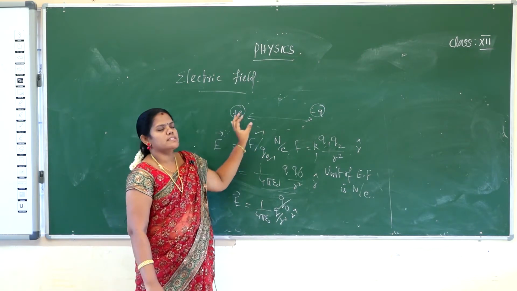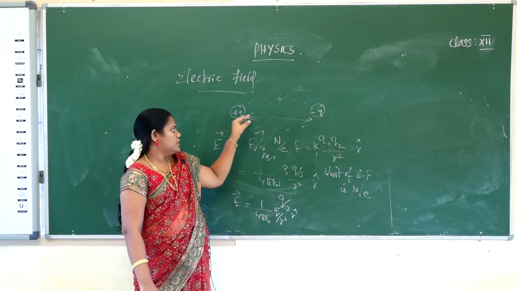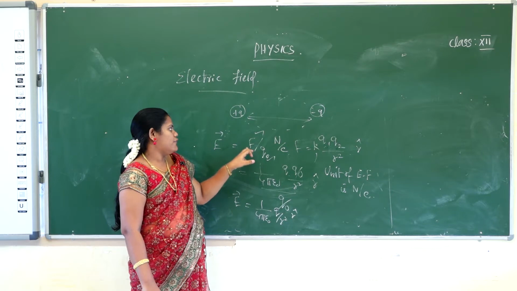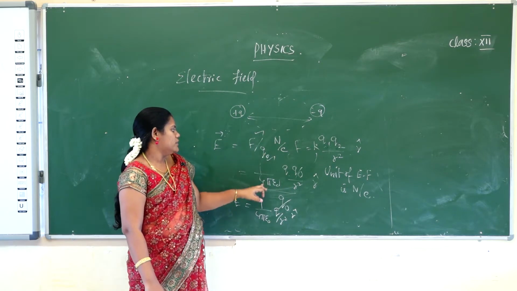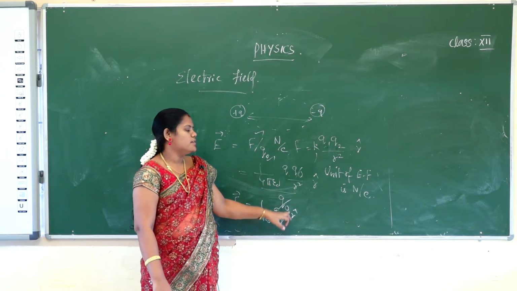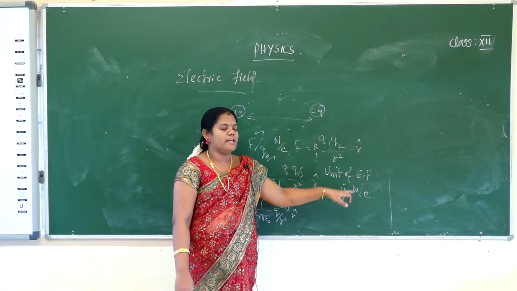The field will be present between the two charges, invisible, and the electric field is equal to force by test charge. Substitute the force formula and divide by the test charge, giving 1 by 4 pi epsilon naught Q by R square. This is the formula for electric field. What is the unit of electric field? That is Newton per Coulomb.